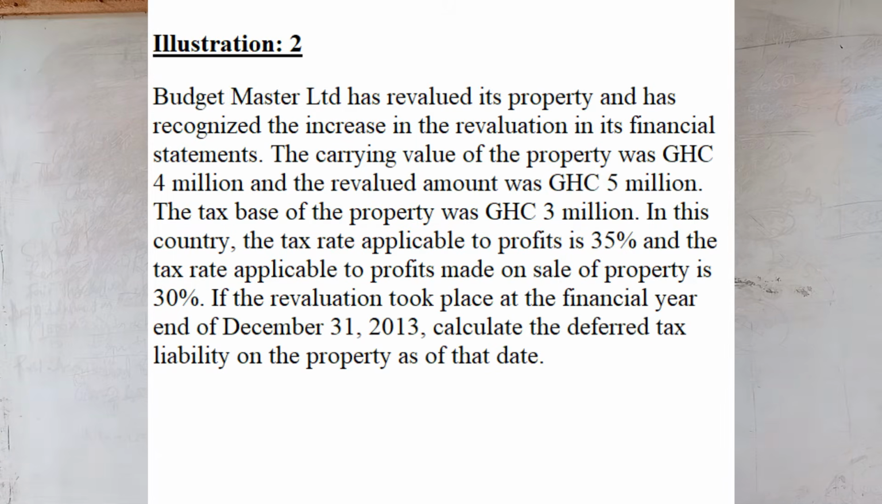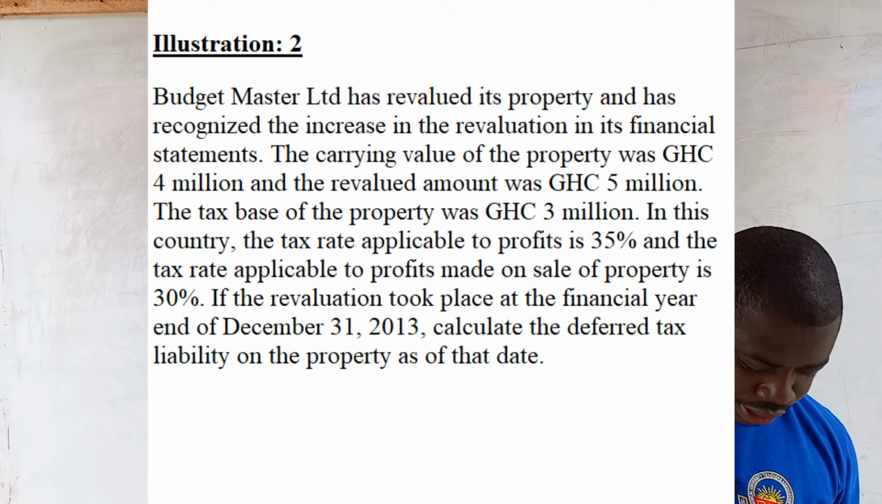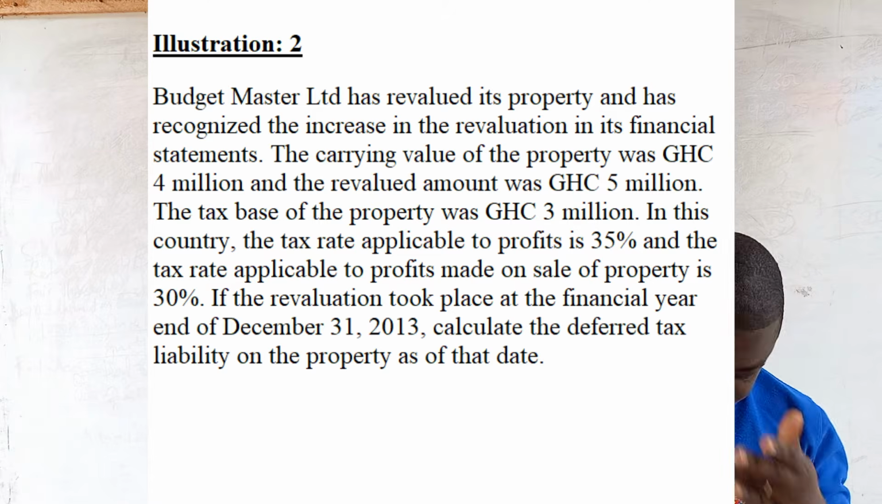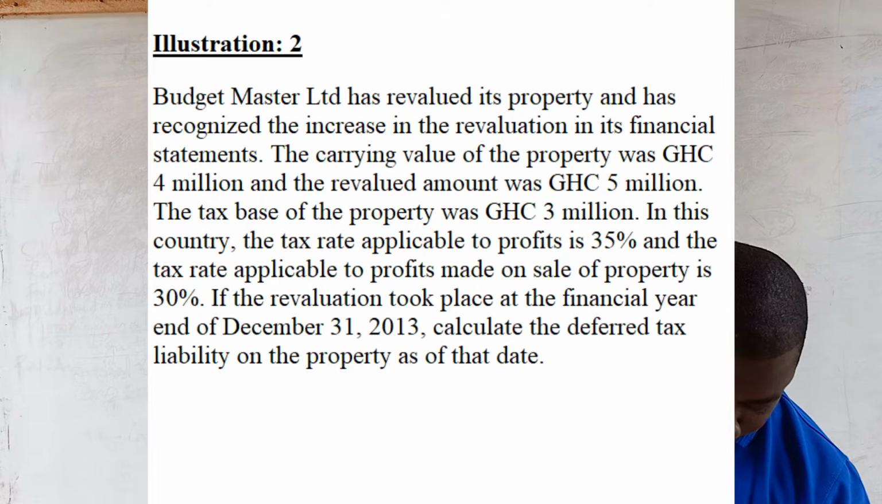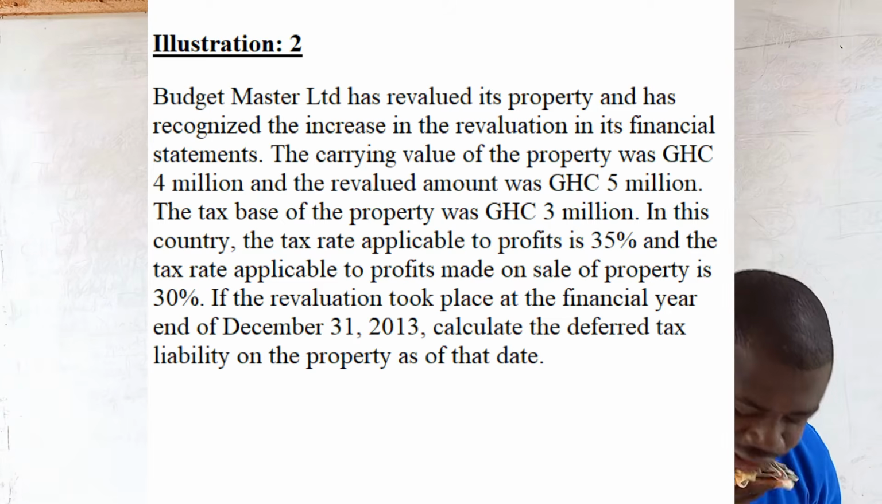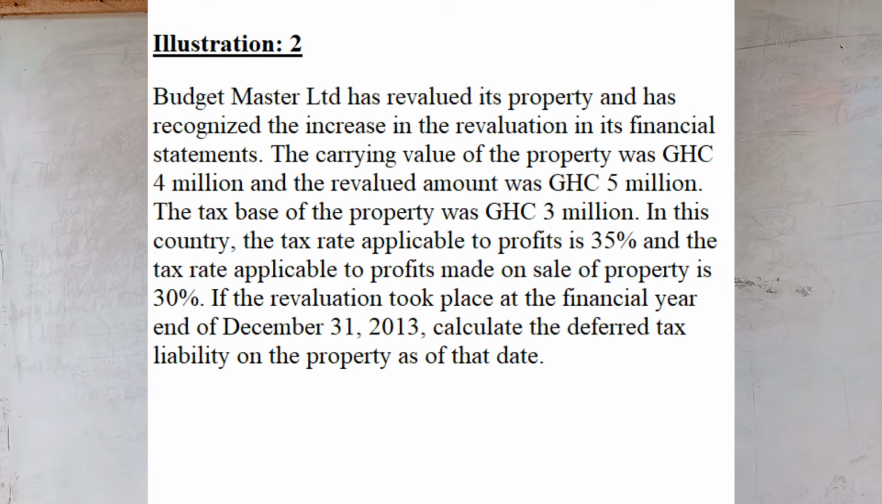Budget Master Limited has revalued its property and has recognized the increase in the revaluation in its financial statements. The current value of the property was 4 million and the revalued amount was 5 million Ghana cedis. The tax base of the property was 3 million Ghana cedis. In this country, the tax rate applicable to profits is 35%, and the tax rate applicable to profit made on the sale of property is 30%.